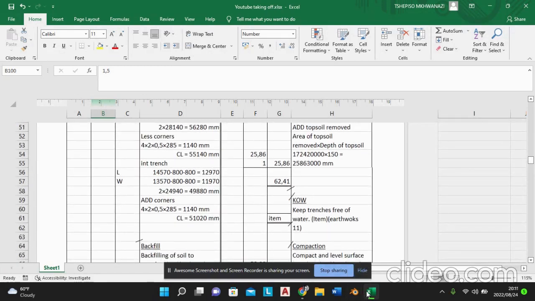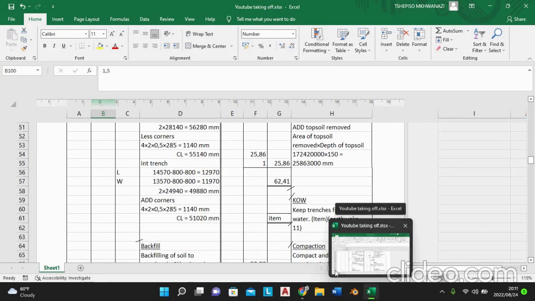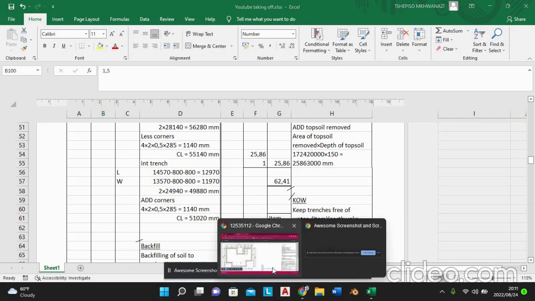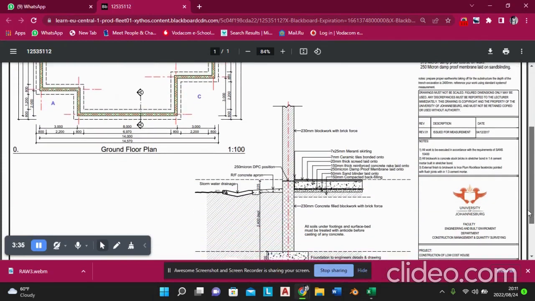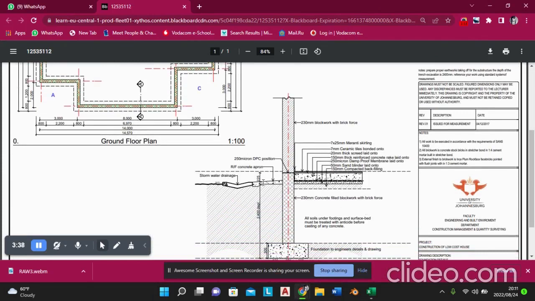Remember, we're excavating in categories. The first length, and then let me go to the plan so that I can show you. We're going to support the sides of the trench from here up until 1.5. Let me use a marker so that you can see. Let's say 1.5 is around here. And then also on this side, we're going to support the sides of the trench from the reduced level up until 1.5. It will also be here.